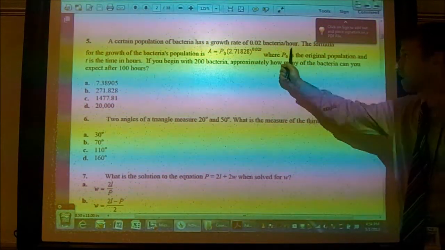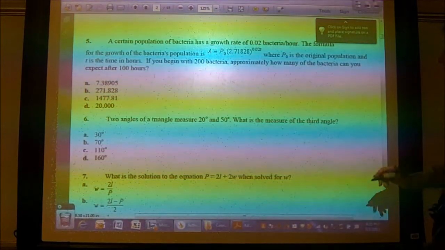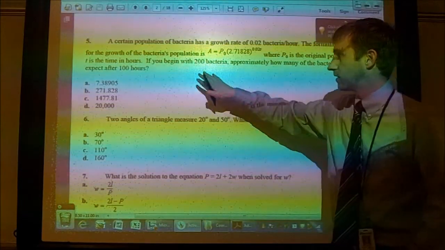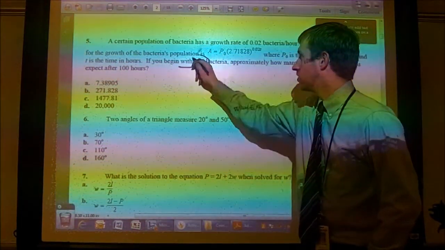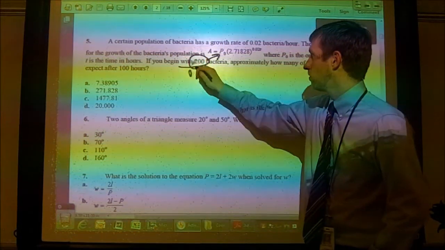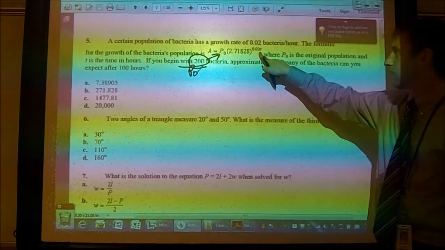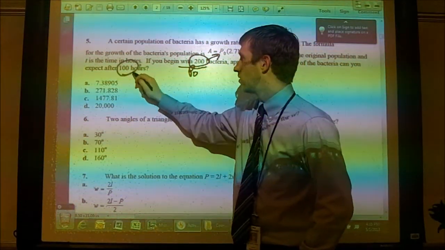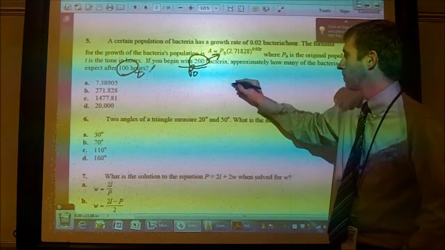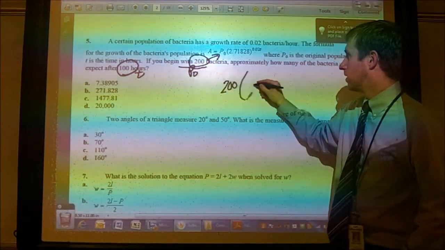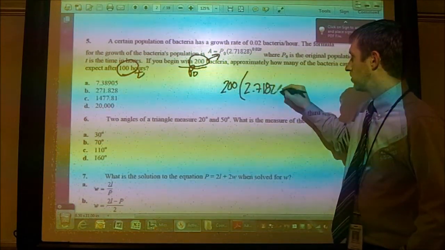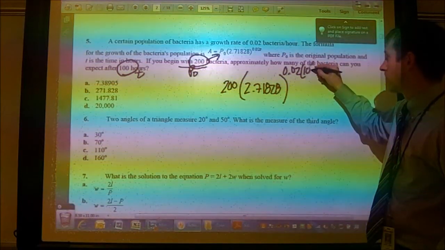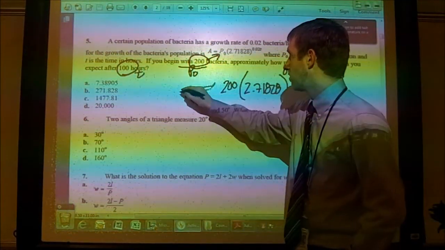All right, so this is one where they give us a formula and we have to apply it. Okay, and so a couple things. P0 is the original population. Well, they tell me in this problem you begin with 200, so that's going to go in for your P0, right? The other part of the formula is the time, T. It says T is the time in hours. Well, I know that I have 100 hours. That's my T. So I need to plug in here. So I'm going to have 200, 2.71828 to the 0.02 times plugging in 100 for T. So I just plugged in, and that's how I'm going to find my A.